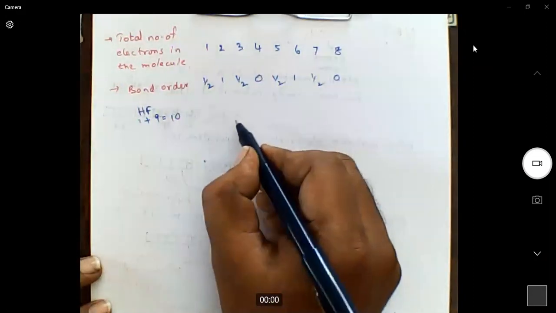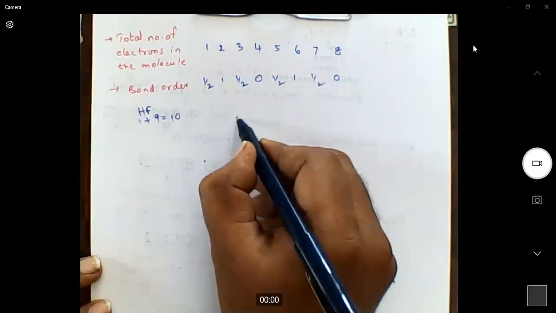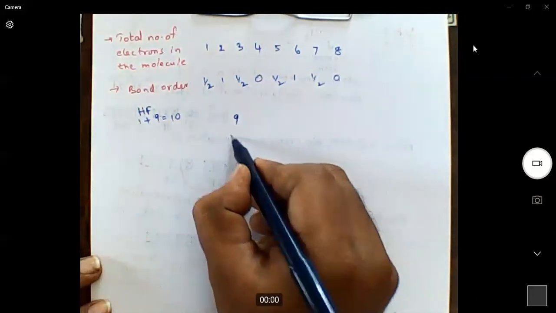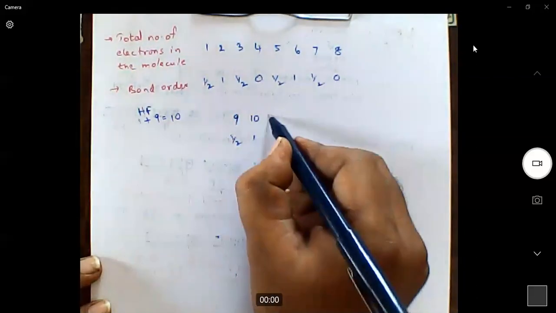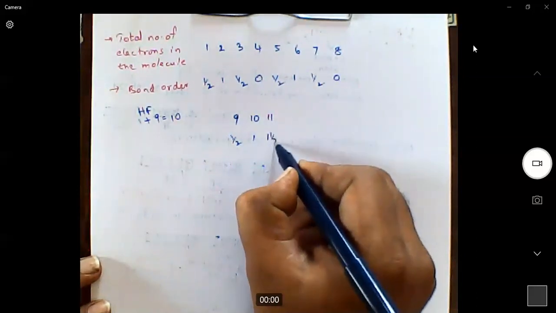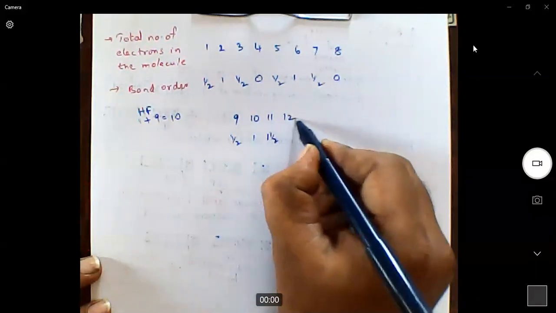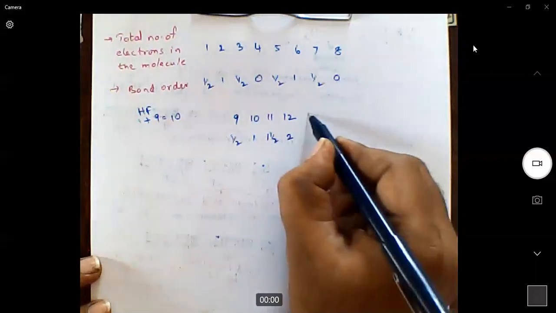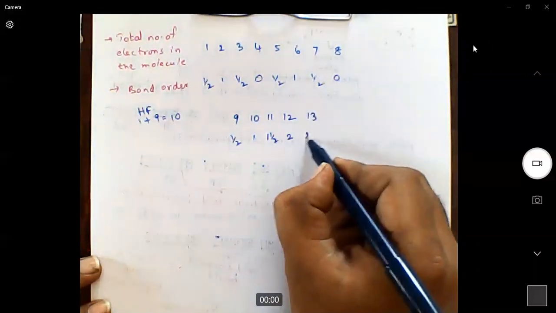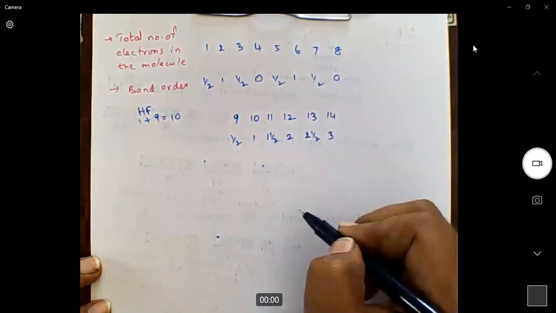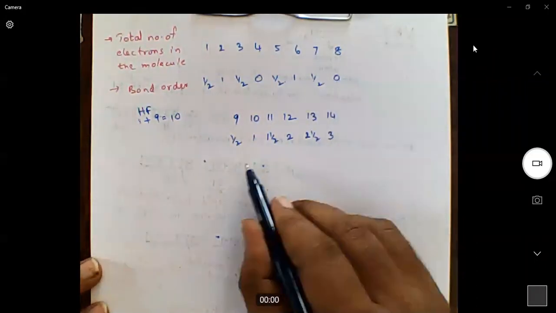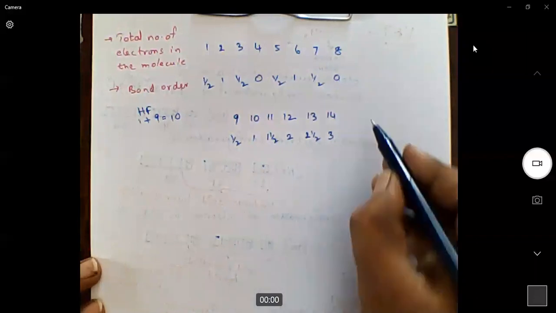Now, it is important to remember from here. 9 electrons, bond order is half. 10 electrons, bond order is 1. 11 electrons, bond order is 1 and half. 12 electrons, bond order is 2. 13 electrons, bond order is 2 and half. 14 electrons, bond order is 3. From 9 to 14, it is half to 3.